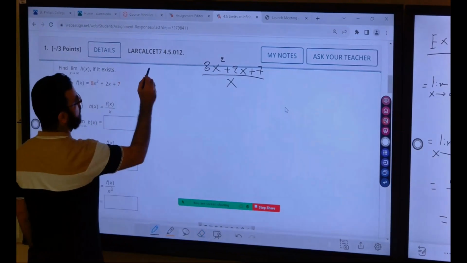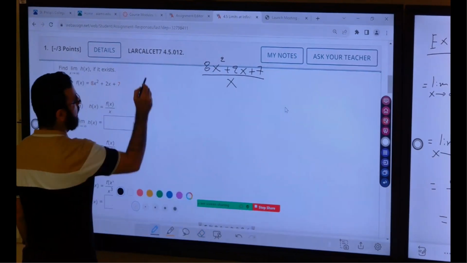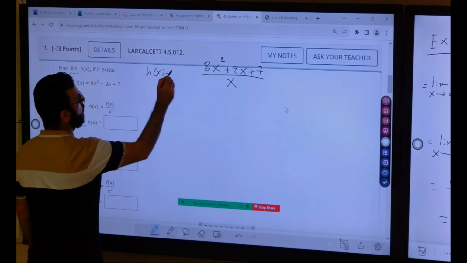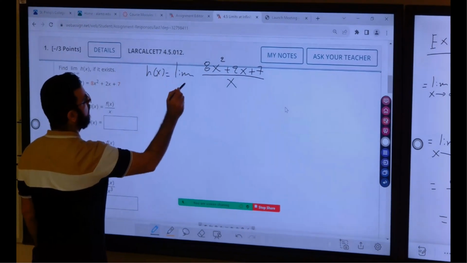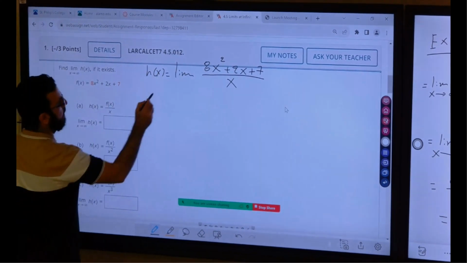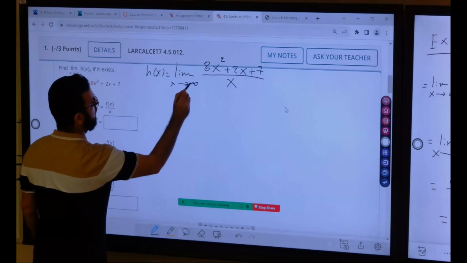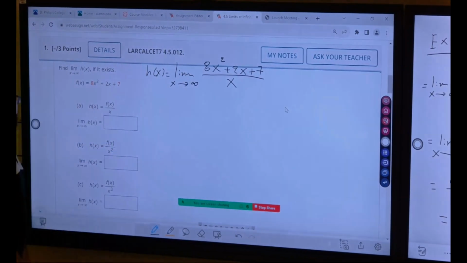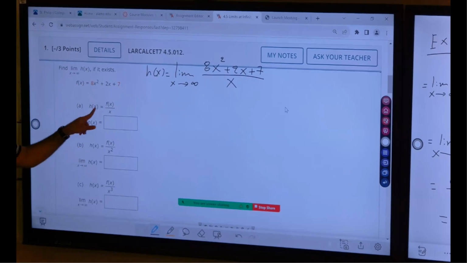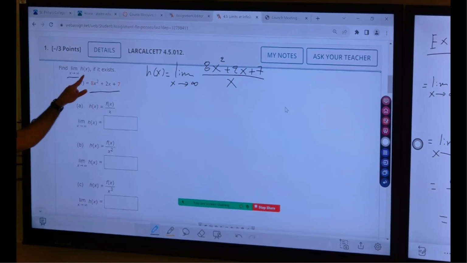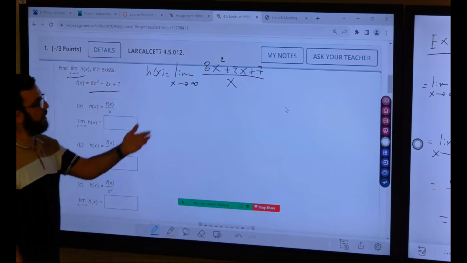H of x equals the limit as x goes where? To infinity. You see, it's a little confusing. H of x is f of x over x. F of x here is the polynomial, and they're telling you to find the limit as x goes where? To infinity. Now, what am I going to do here?